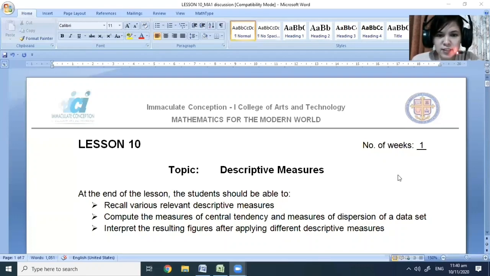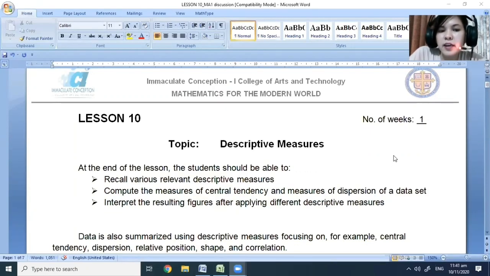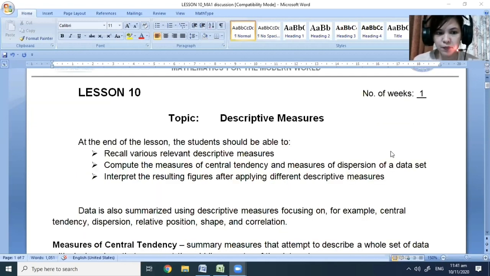Lesson number 10, Descriptive Measures. At the end of this lesson, you will be able to recall various relevant descriptive measures, compute the measures of central tendency and measures of dispersion of a dataset, and interpret the resulting figures after applying different descriptive measures.